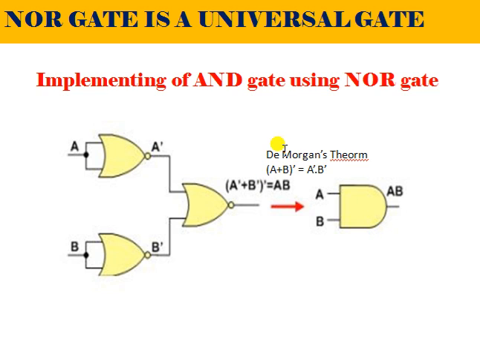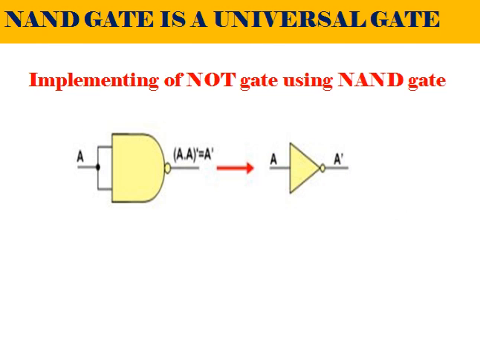So we can also make these fundamental gates using NAND gate. See, implementation of NOT gate using NAND gate. A dot A whole bar, A dot A equal to A also, so equal to A bar. This is what? NOT gate.